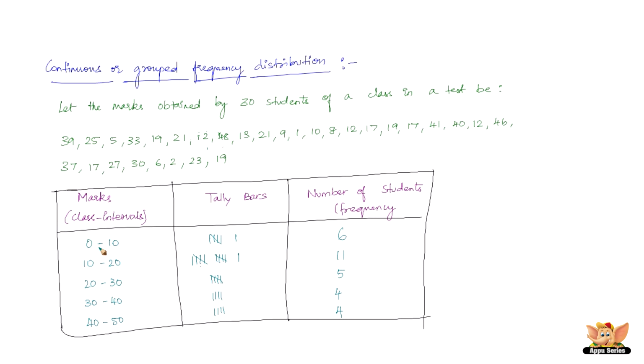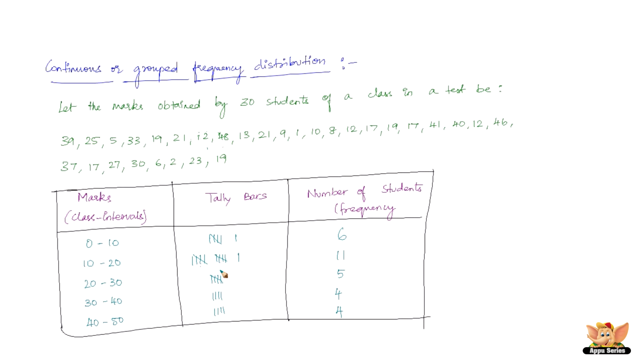But here if you see, the number of students that have got the marks between 0 to 10 are 6. Now let us count that from here. 2 is 1, 6 is 2, and then we've got 1 is 3, and then 5 is 4, and then 9 is 5, and 10 is 6. So here it includes 10. Now let's leave that for a little later, and let us finish this.